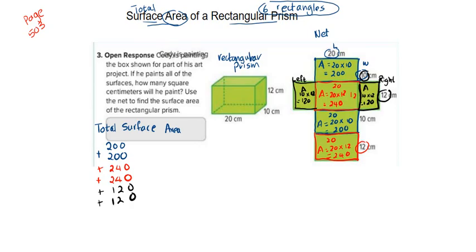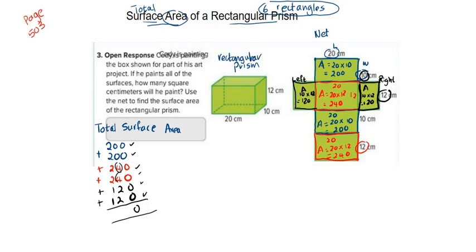So now I have my 1, 2, 3, 4, 5, 6 rectangles. I can now add them up to get the total surface area. So 0, 0, 0 will give me 0 here, and then 4 and 4 is 8.